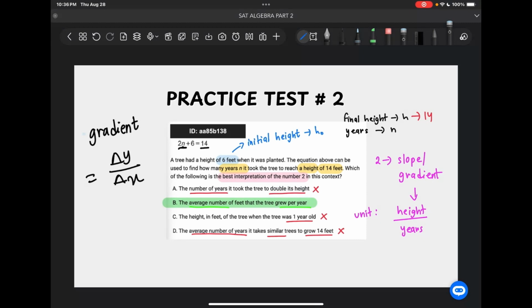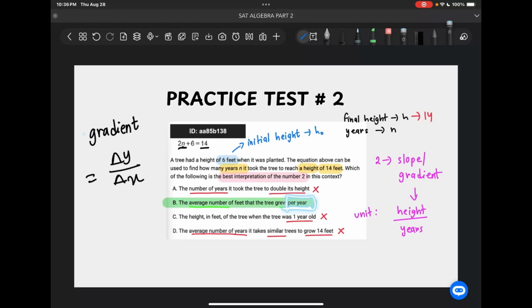Which is not true, because it's not going to be the number of years, it's going to be the height. So this is wrong. Now option B, the average number of feet that the tree grew per year. Yes, now this is the correct one, because we are talking about the height that the tree grew per year.